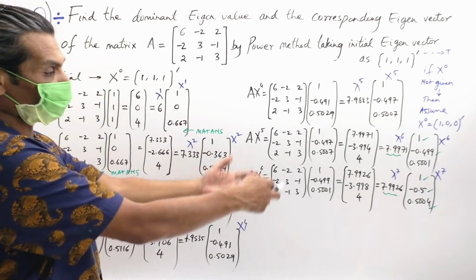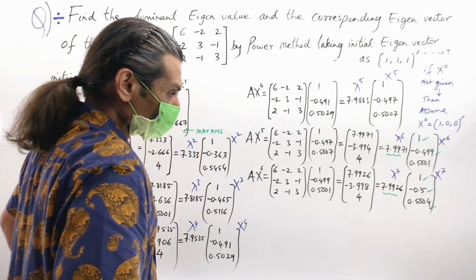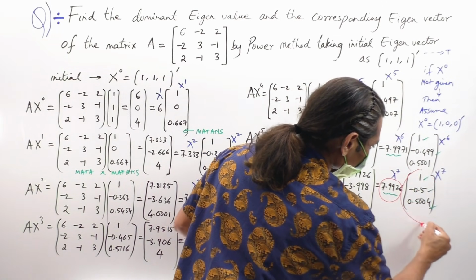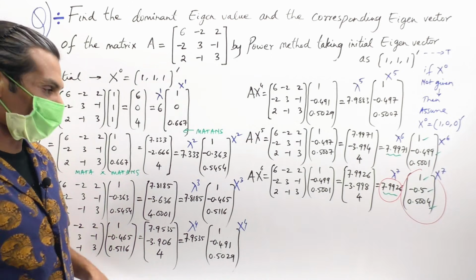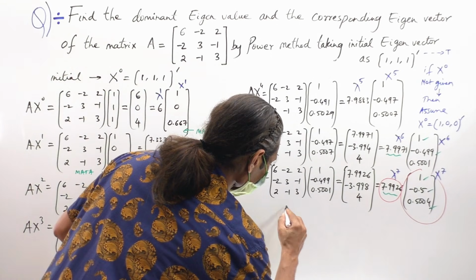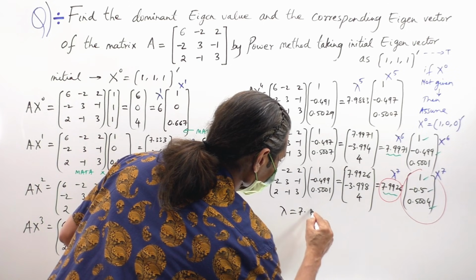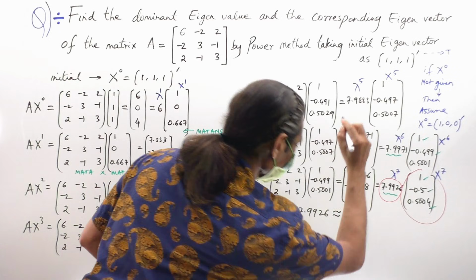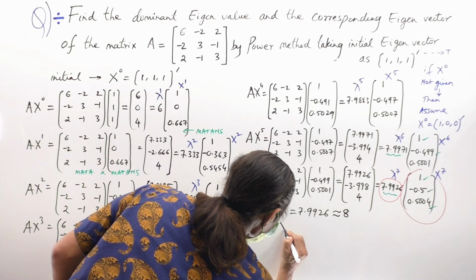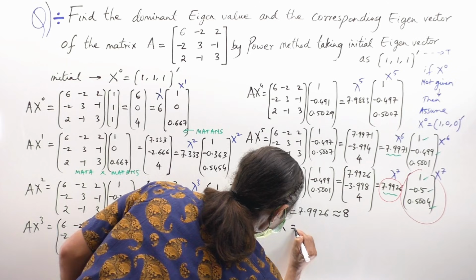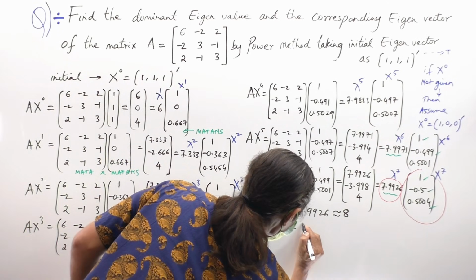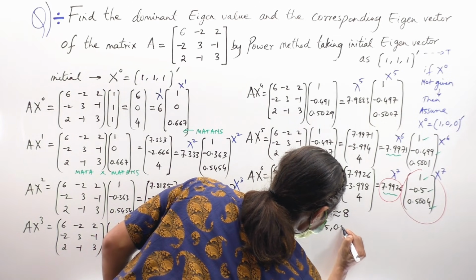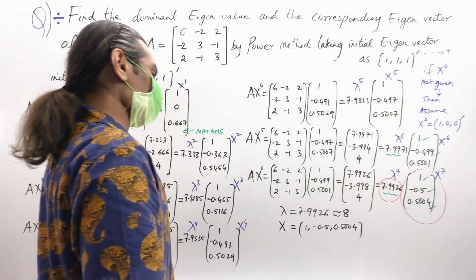Now we have it here. Therefore, seeing the last ending here, we take this one and this one. Therefore, we'll write here lambda equals 7.9926. That is approximately equal to what? 8. And the eigenvector x is equal to 1, minus 0.5, comma 0.5004.